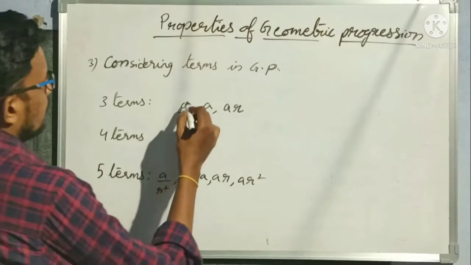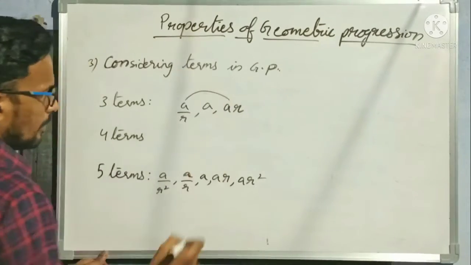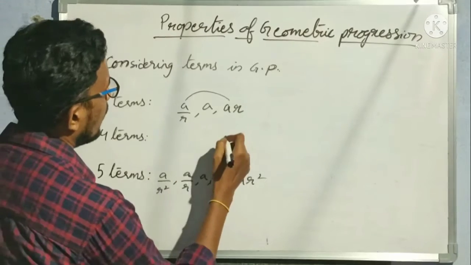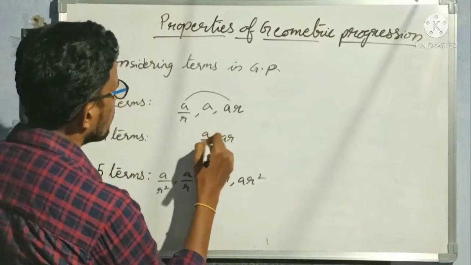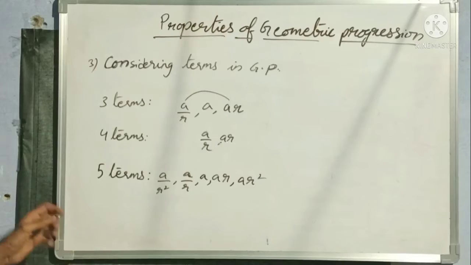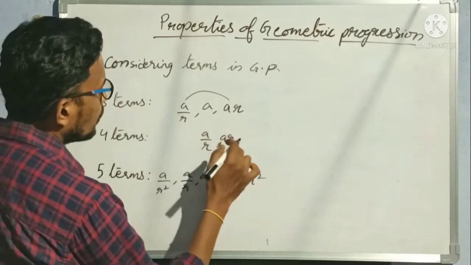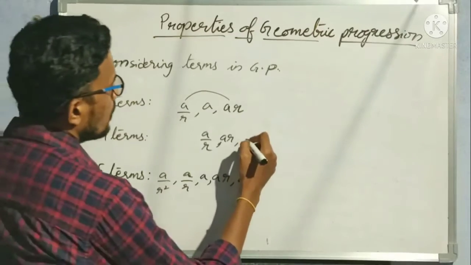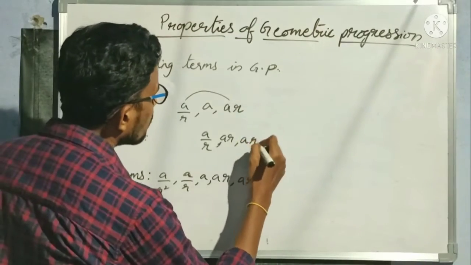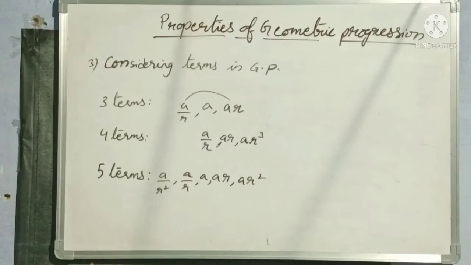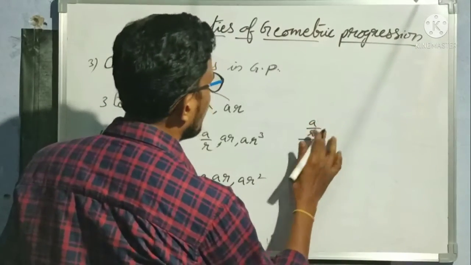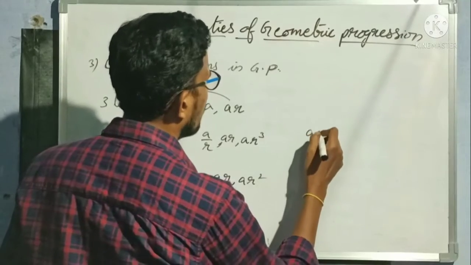What we have to do means, just take these 2 terms in the middle. So, AR here and the previous term A by R. So, from A by R to reach AR, what should I multiply? R square I should multiply, right? So, if I multiply AR with R square, that becomes AR cube. See here, AR divided by A by R.